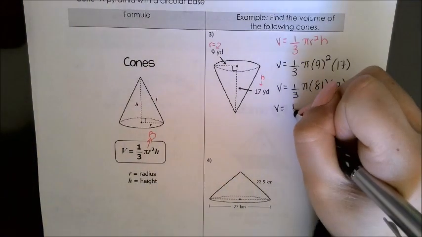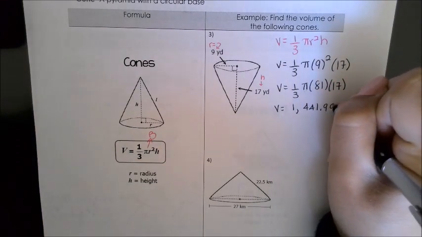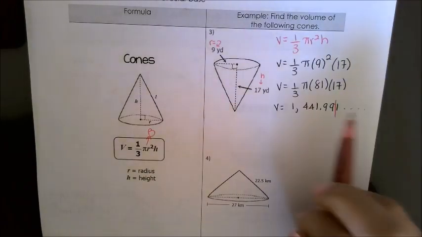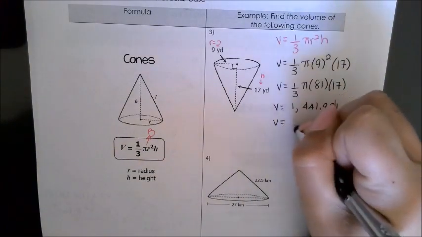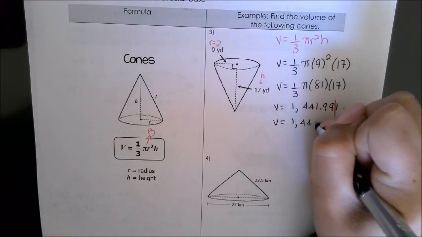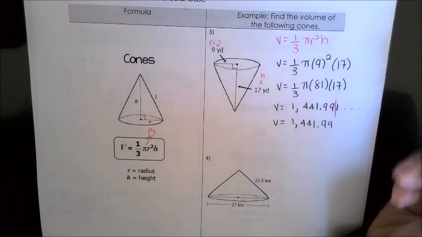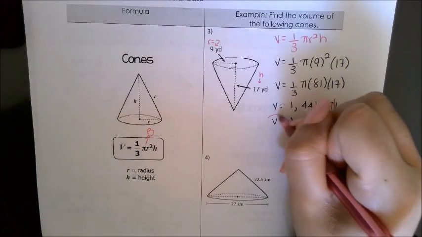So once you multiply, you'll get 1,441.991, and it keeps going. If I want to round to the nearest hundredth, I would stop right here. So I do not round up because that number is a 1. So my volume for this problem is 1,441.99 yards cubed, because we're dealing with volume.